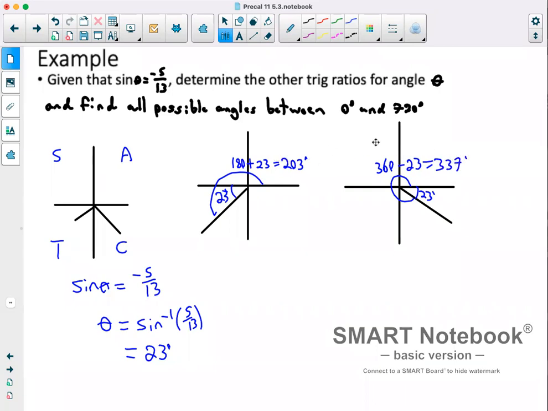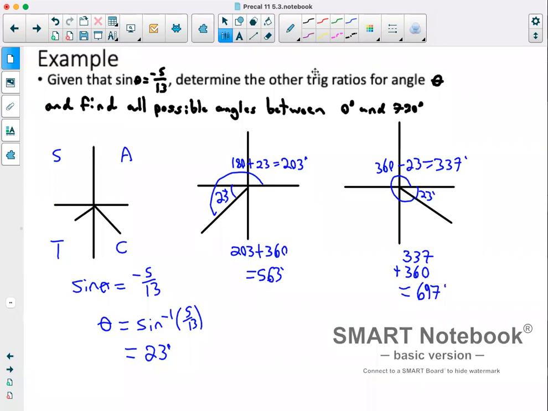Now, each of these will have a corresponding angle to them that is less than 720. So we'll also go 203 plus 360, which gives us 563 degrees. Now we'll do 337 plus 360, which gives us 697 degrees. So we've actually started with the second part of this question.